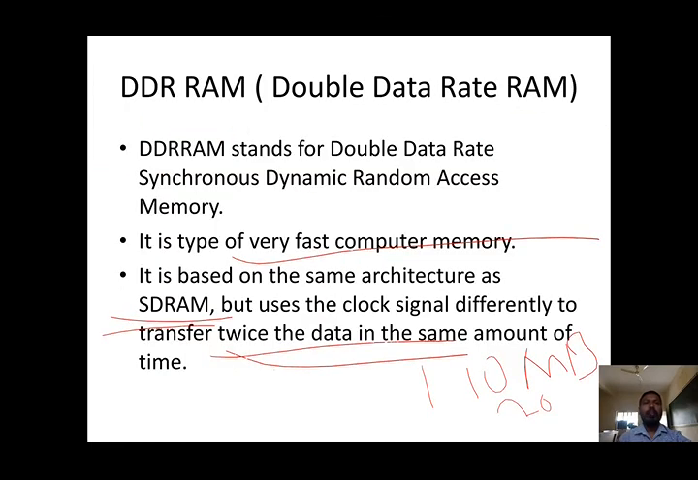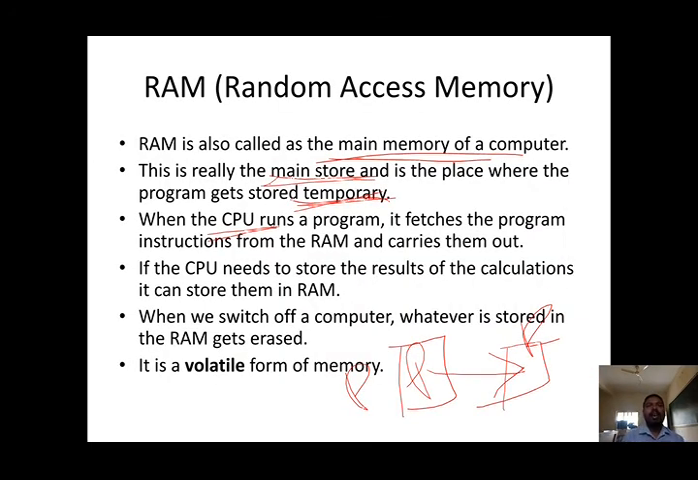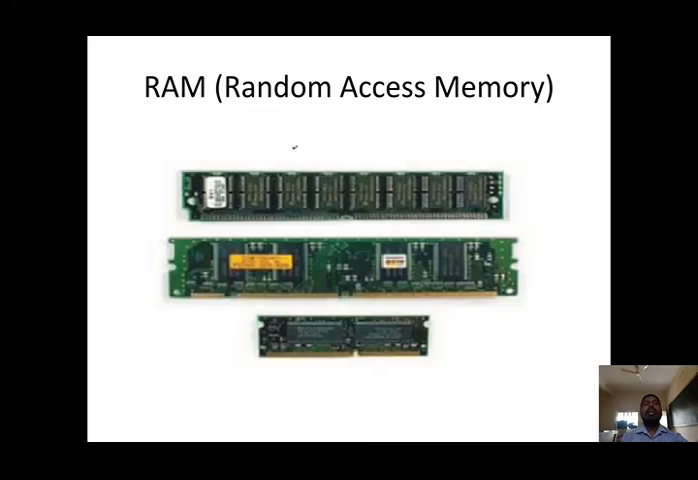Dear students, I am going to conclude this video by giving a summary. First we should know the expansion of RAM, random access memory. It is also called the main memory of a computer. This is really the main store and is the place where the program gets stored temporarily. When the CPU runs a program, it fetches the program instructions from the RAM and carries them out. If the CPU needs to store the result of a calculation, it can store it in the RAM only. When you switch off the computer, whatever you store in the RAM gets erased. It is a volatile memory.